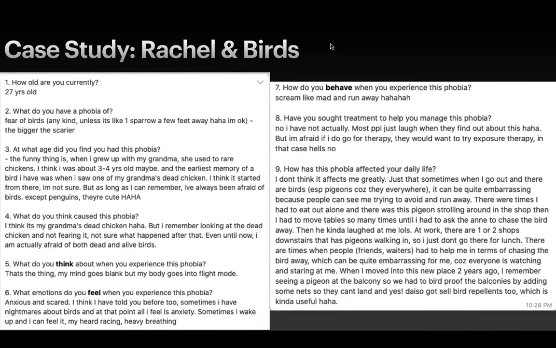At work, there are 1 or 2 shops downstairs that have pigeons walking in, so I just don't go there for lunch. There are times when people, friends, waiters had to help me in terms of chasing the birds away, which can be quite embarrassing for me because everyone is watching and staring at me. When I moved into this new place 2 years ago, I remember seeing a pigeon on the balcony, so we had to bird-proof the balconies by adding some nets so they can't land. And yes, Daiso sells bird repellents too, which is kind of useful, right?